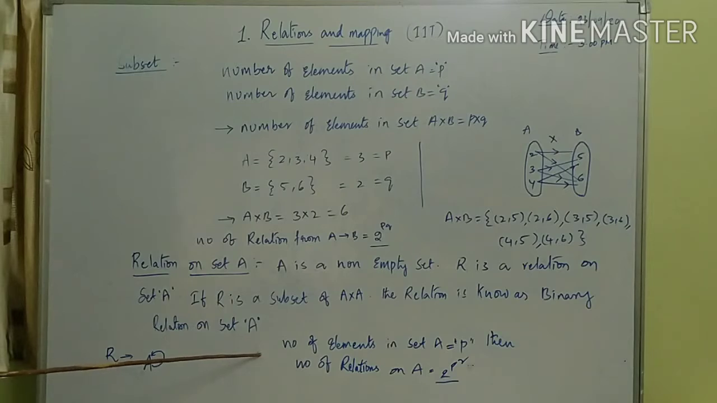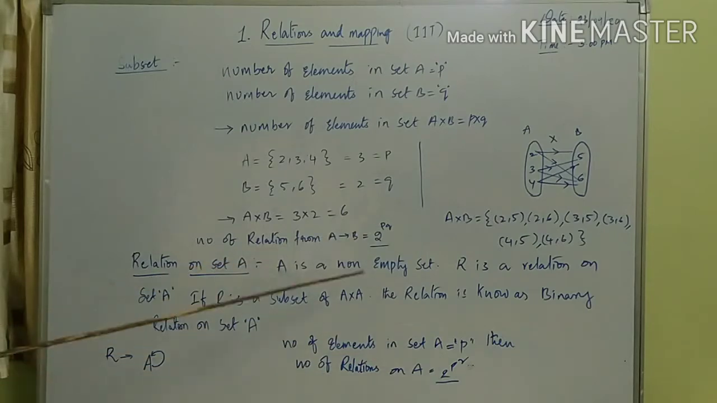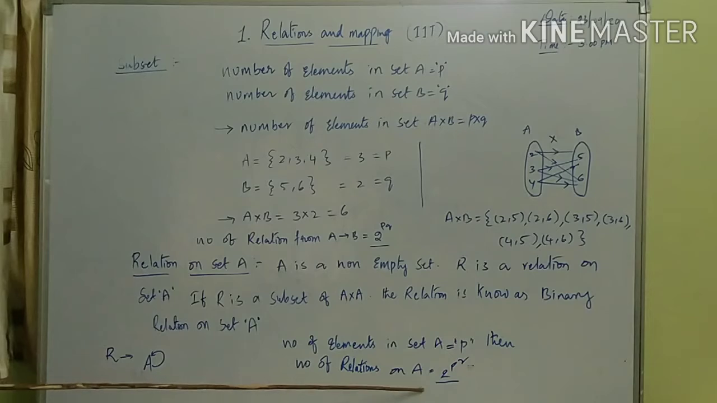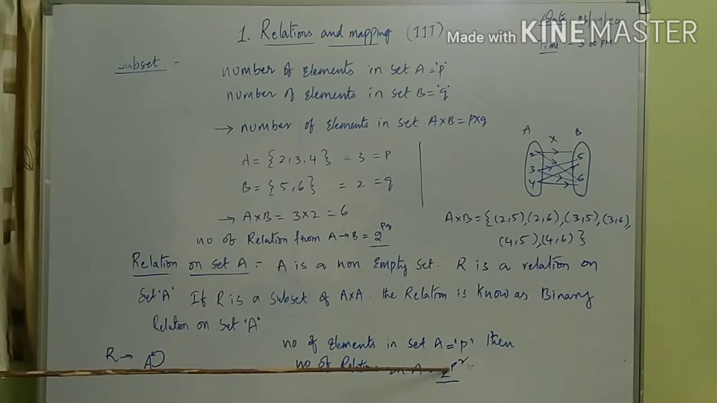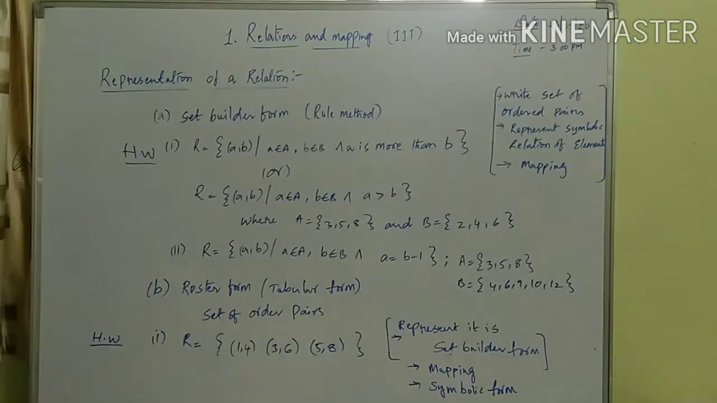So this is the formula of relations. If the number of elements in set A is equal to P, then the number of relations on A is, not the number of elements, the number of relations on set A is equal to 2 power P square, like the number of relations from A to B. This is the binary relation on set A. Okay. Next our subtopic, representation of a relation.